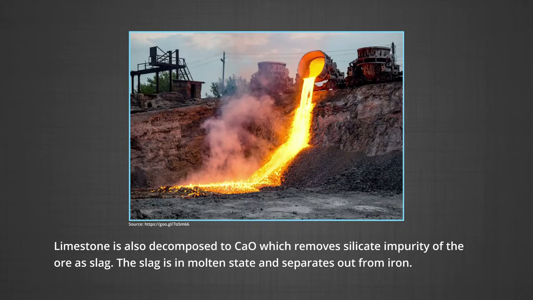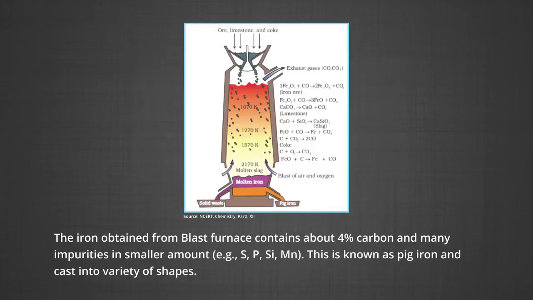Limestone is also decomposed to calcium oxide, which removes silicate impurity of the ore as slag. The slag is in the molten state and separates out from the iron, as you can see at the bottom of the blast furnace. The iron obtained from the blast furnace contains about 4% carbon and many impurities in smaller amounts, for example sulfur, phosphorus, silicon and manganese. This iron is known as pig iron and cast into a variety of shapes.